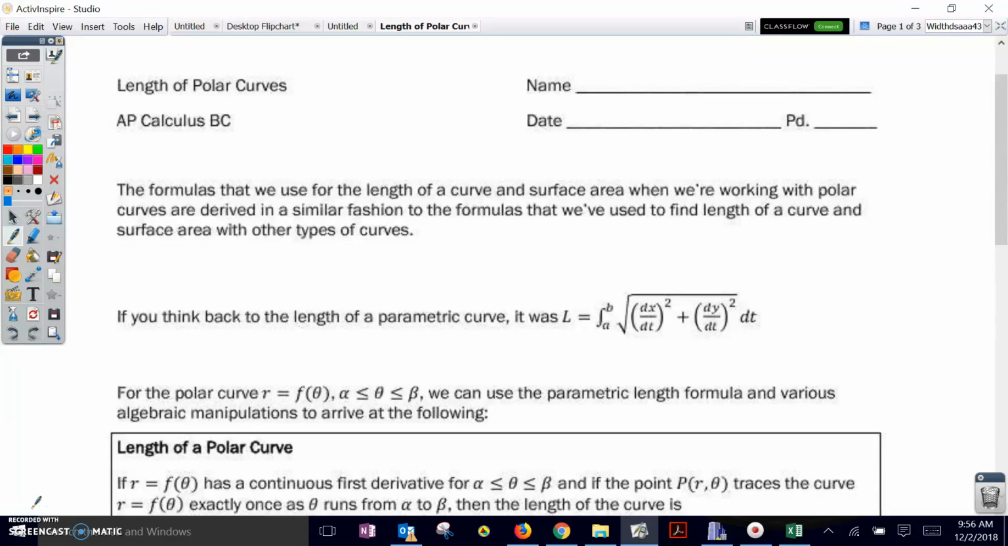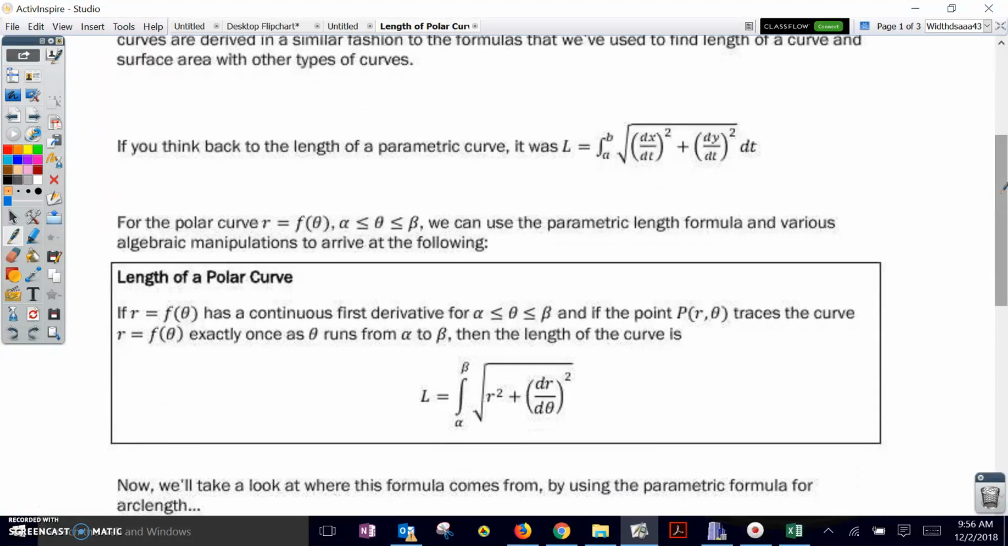Alright, welcome back everybody. In this video we're going to look at how we find the lengths of polar curves and a few examples related to that. We start here with the formula for the length of a polar curve, and I'm missing a d theta here. So to find the length of a polar curve, it's going to be the integral from alpha to beta of the square root of r squared plus (dr/d theta) squared d theta.